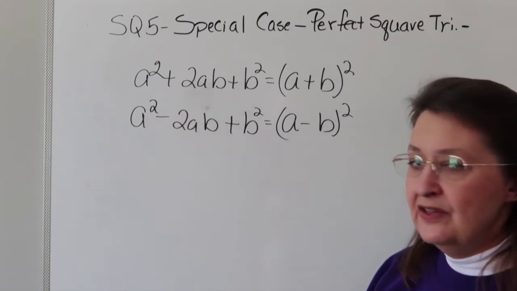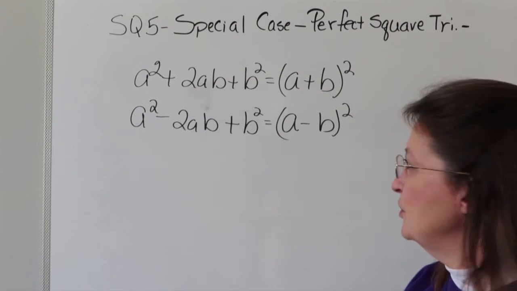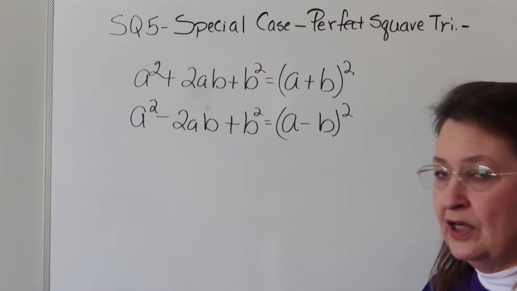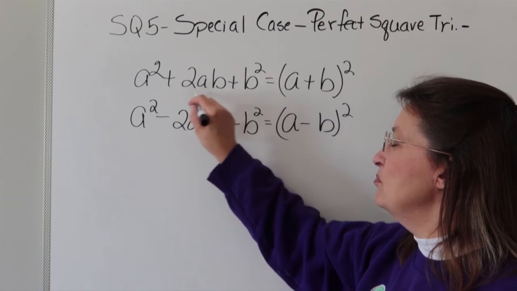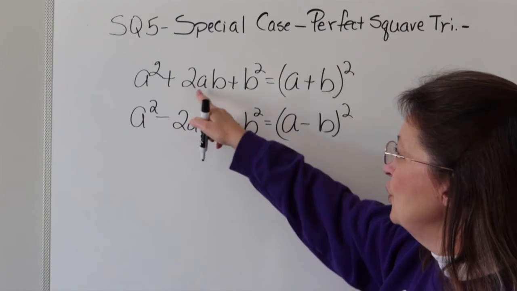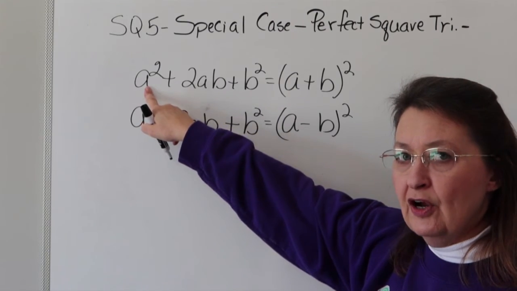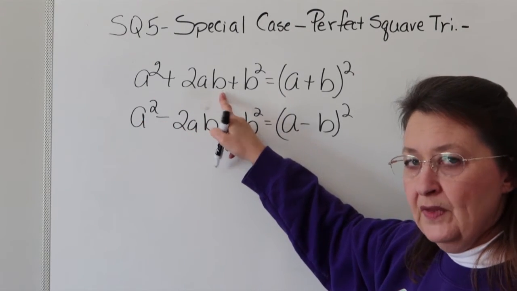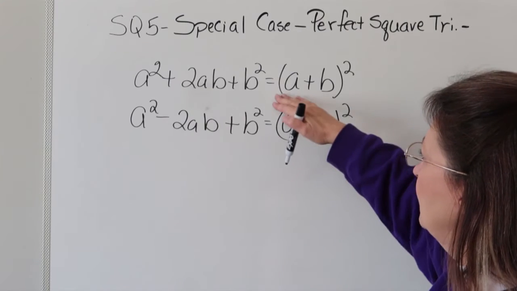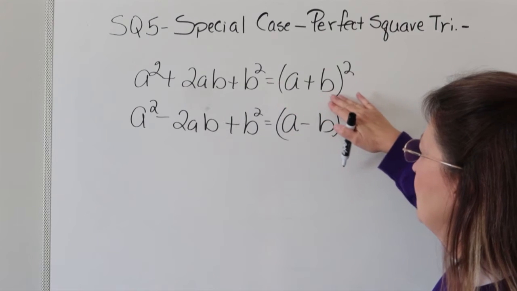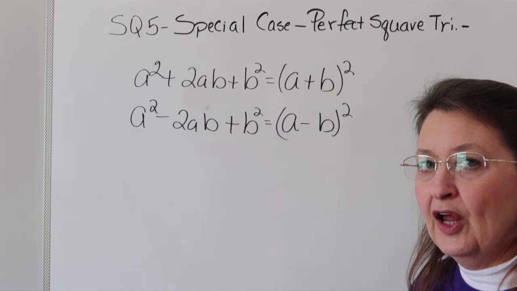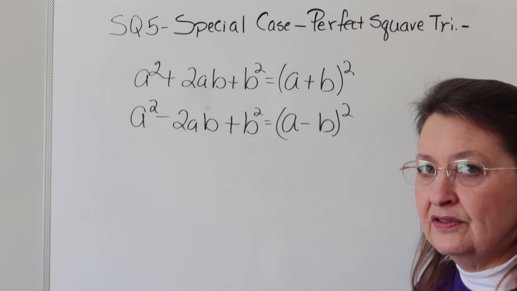a squared means there is a perfect square in that first position. b squared means there's a perfect square in that position. The hardest part to recognize is this middle one, because what 2ab actually means is 2 times the square root of your first term times the square root of your last term. Now, if you have a perfect square trinomial, then all you have to do is take the square root of the first and the square root of the last, all squared, for your answer. So let's get a trinomial, and let me show you how to apply this to the trinomial.